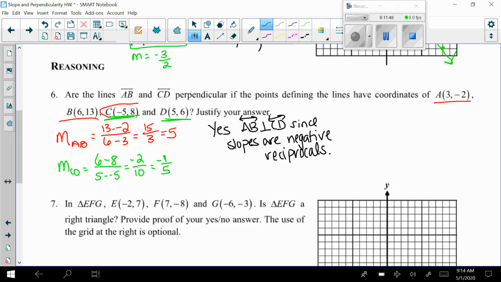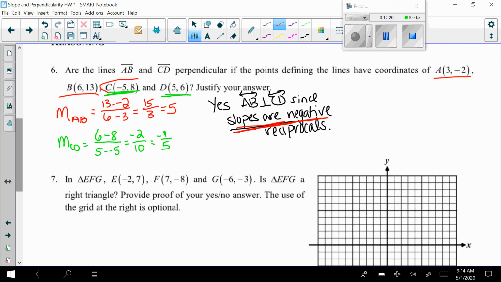I was going to say that in your explanation, a lot of students write, yeah, the lines are perpendicular. They'll say AB is perpendicular to CD since they are negative reciprocals. So you can't just say since they are negative reciprocals, because that would indicate the lines are negative reciprocals. That makes no sense. So you need to make sure you have that the slopes are negative reciprocals. That seems obvious, I guess, but a lot of people don't write that, and then it doesn't make any sense without it. So the slopes are opposite reciprocals.